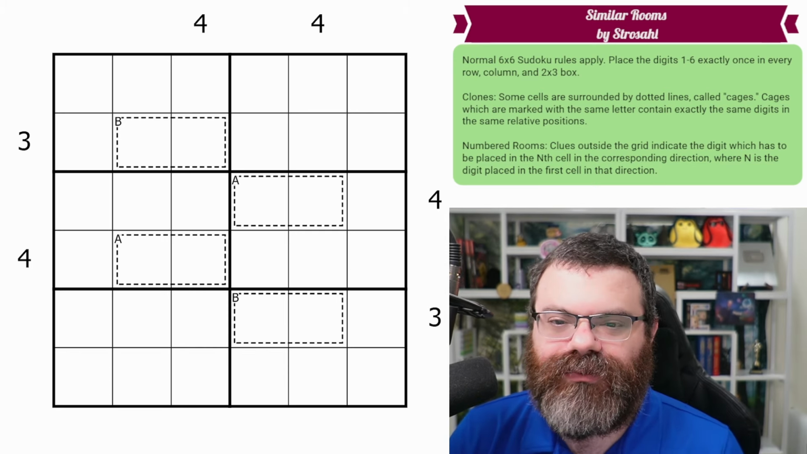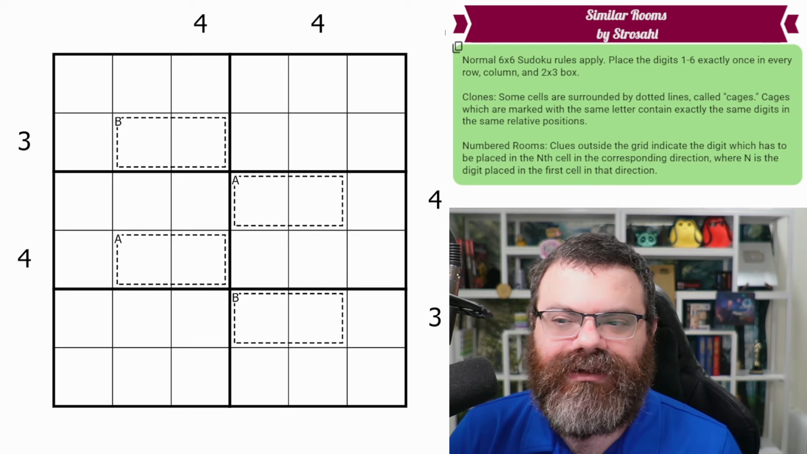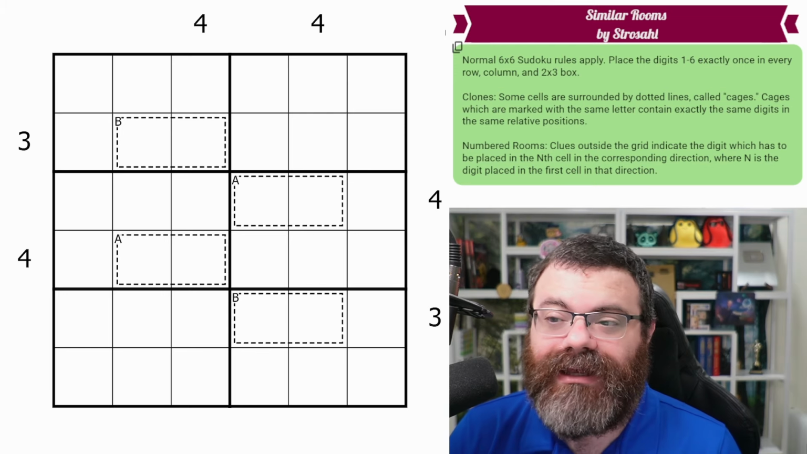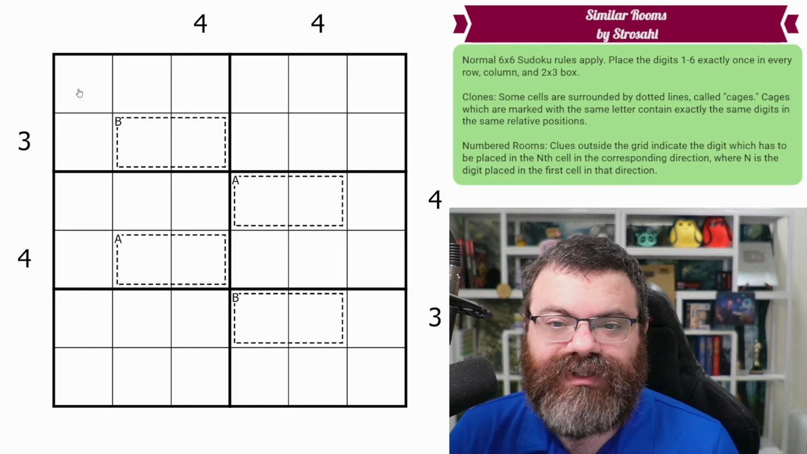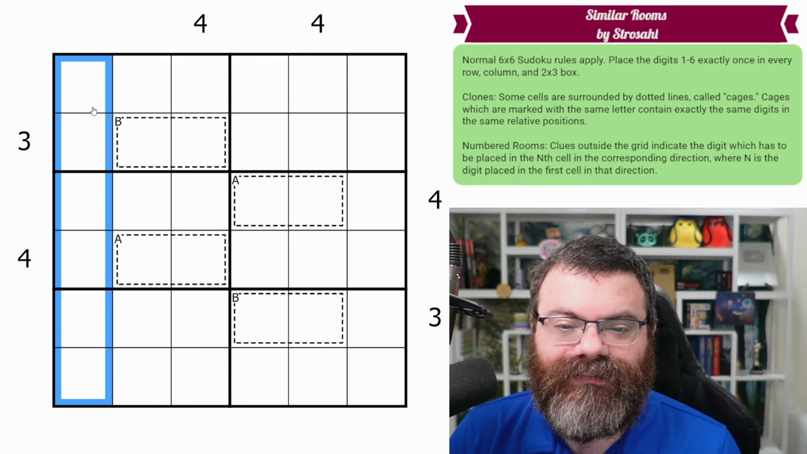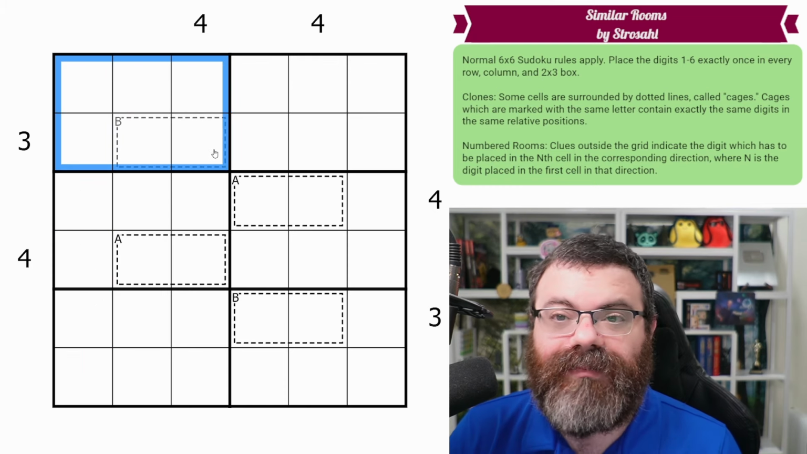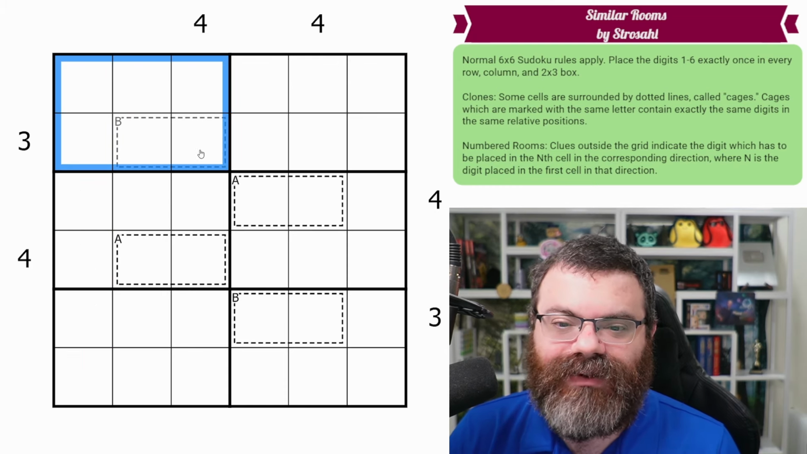All right, so let's go over the rules. We do have Sudoku rules, clones, and numbered rooms. Let's go over them. So normal 6x6 Sudoku rules tell us that in every row, every column, and every 2x3 box, we are placing the digits 1 to 6 exactly once each.